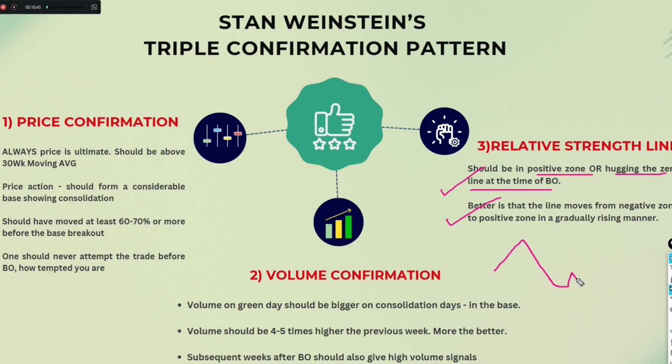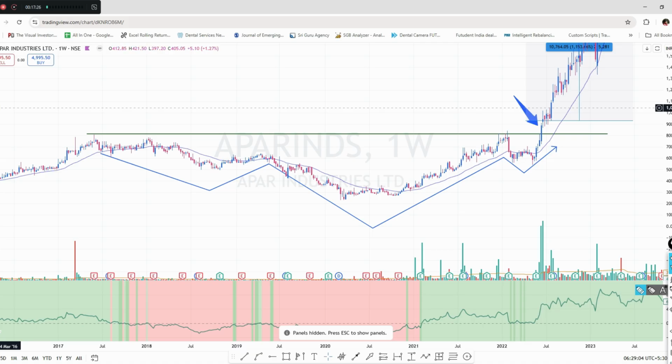For example, if the relative strength line is going up and then suddenly goes into the negative zone, don't look at that. Look for a clean stock where the relative strength line is trading in the negative zone. Imagine this is the zero line. Imagine the stock is trading in the negative zone for a considerable period of time and then it breaks out.